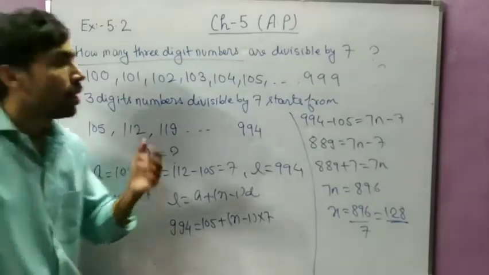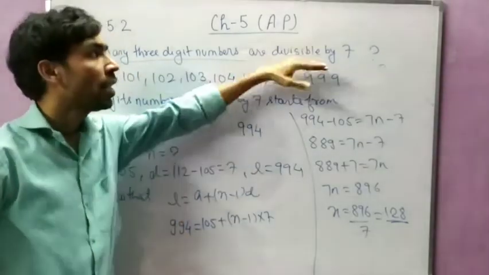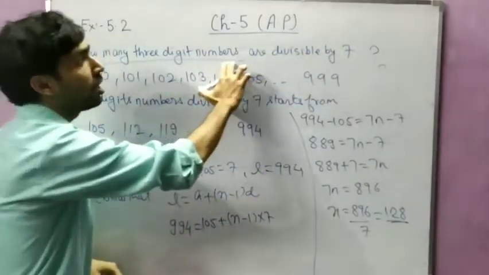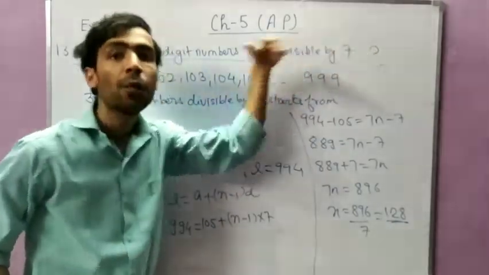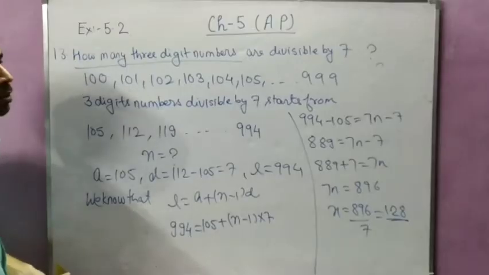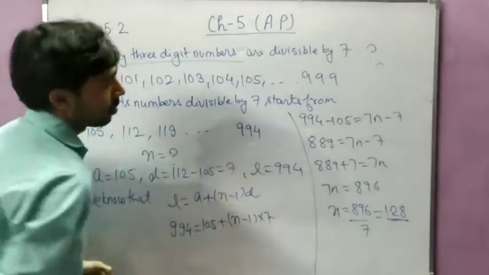So now it can be changed. From there we can make many types of questions, like how many 3-digit numbers are divisible by 5, how many 3-digit numbers are divisible by 3. Okay, just the common difference will be different, and the math will be different.